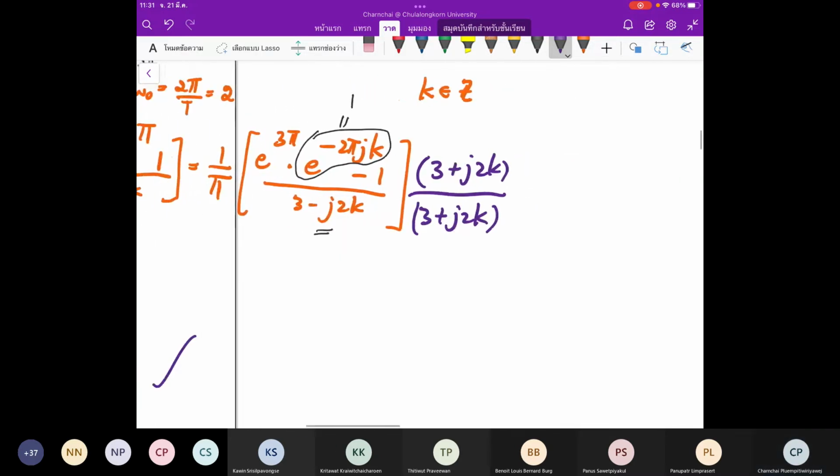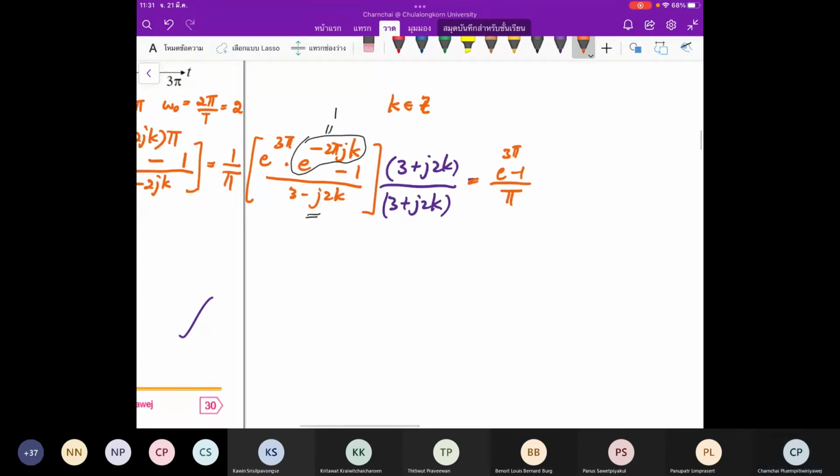I'm going to get e to the 3 pi minus 1 over pi, that's a constant, and multiply by 3 plus j2k. And these two terms multiplied together give 9 plus 4k squared.